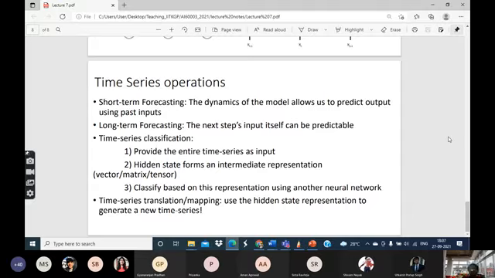Now similar problems can arise in the domain of economics also. So in such situations, these kinds of time series operations can be used.